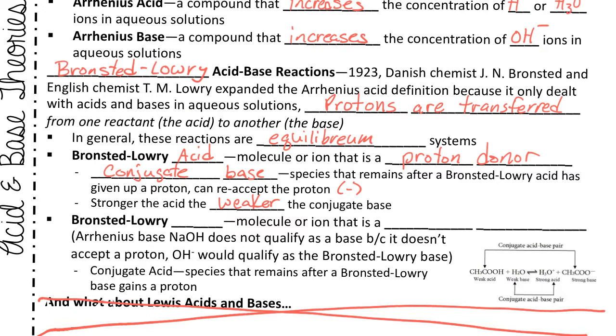A Bronsted-Lowry base is a molecule or ion that is nothing more than a proton acceptor. It's going to grab up any protons that are floating around.